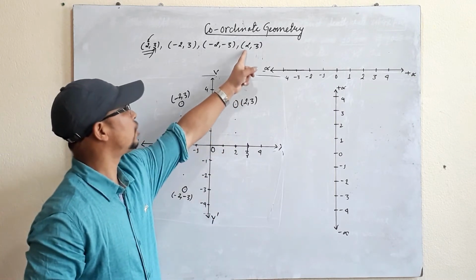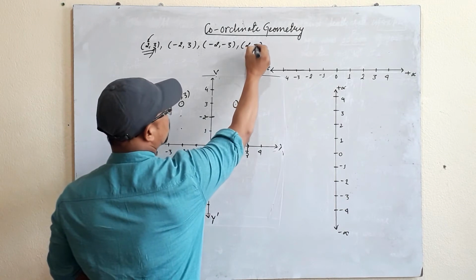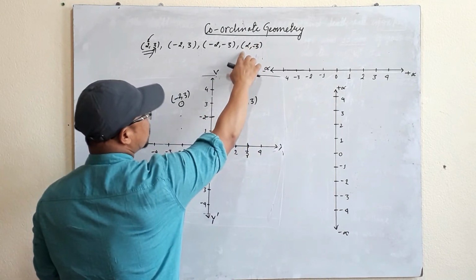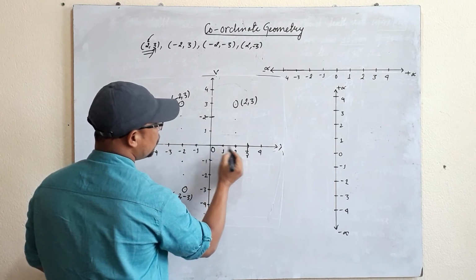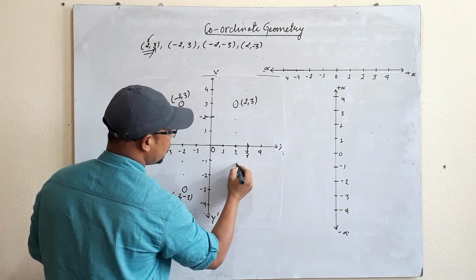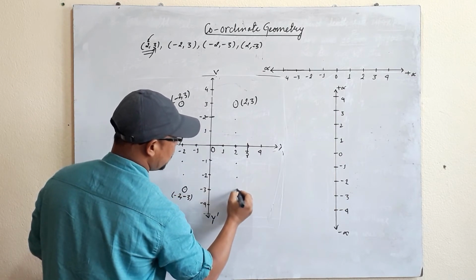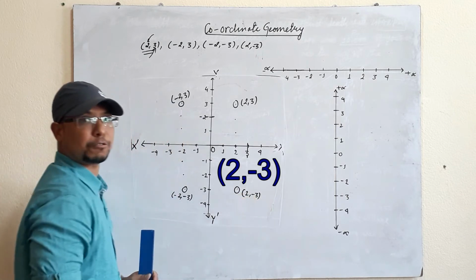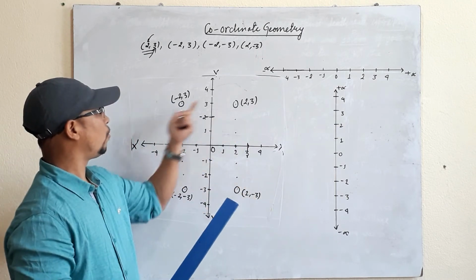Now the final point, this is (2, -3). How do you plot this? Now 2 means x is positive, move on the right hand side 2 units, 1, 2. And minus 3 means move down by 3 units: minus 1, minus 2, minus 3. Now this point gives you (2, -3). In this way we plot all these points.